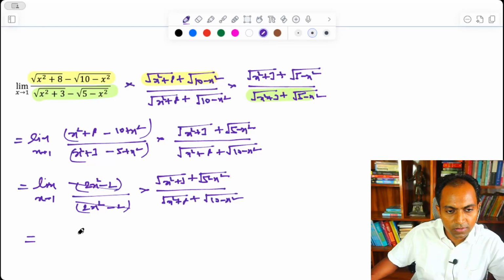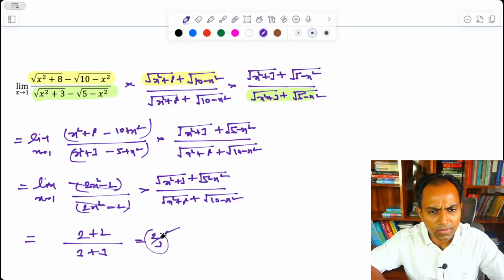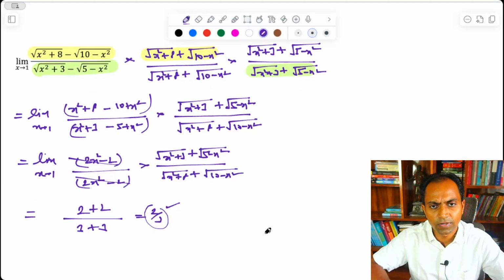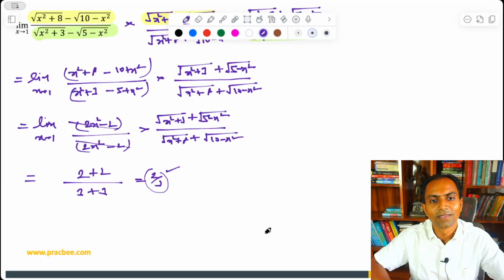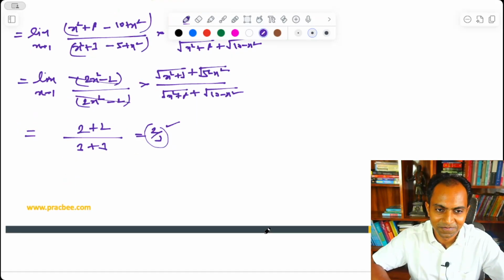So if I put 1, the first part will become 2. The second part will also become 2. The denominator becomes 3. The other part also becomes 3. So the answer becomes 2 by 3. So like this, using double rationalization, we were able to solve the question. And what is the hint? The hint would be the root given in the question.